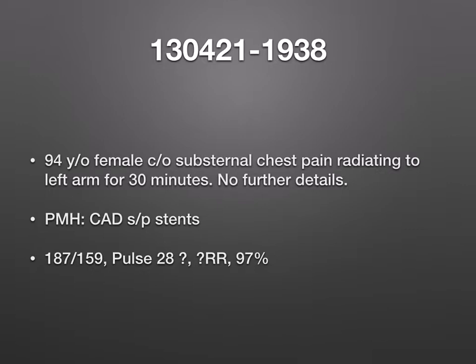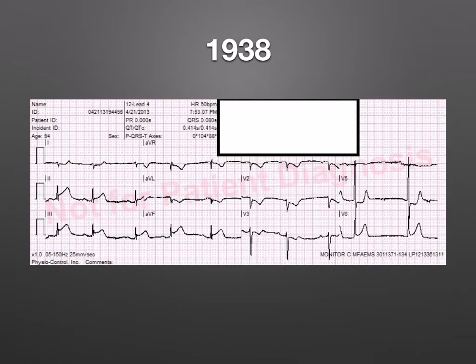Now her pulse is documented at 28, and I put a question mark on there because that's the only value I saw documented in the chart anywhere as to the patient's true heart rate. And when you look at the ECG, it's not the fastest thing in the world, but it's not 28. So I'm not quite sure what the true pulse was. There's also no respiratory rate given, so I can't help you with that. Well, here's the ECG.